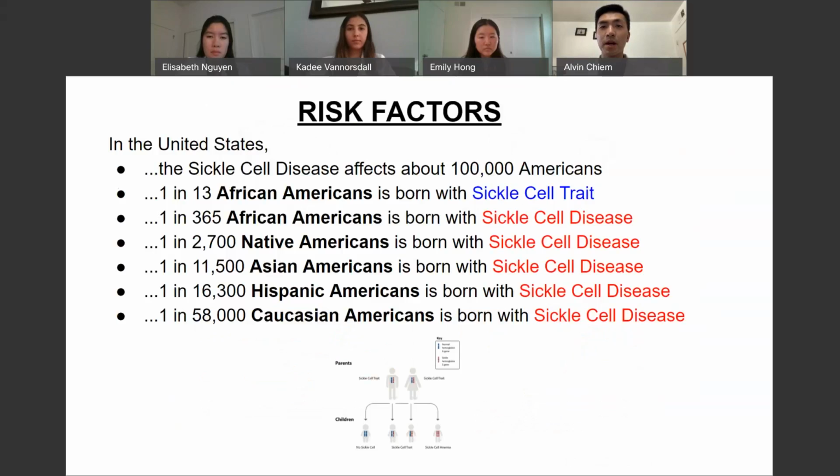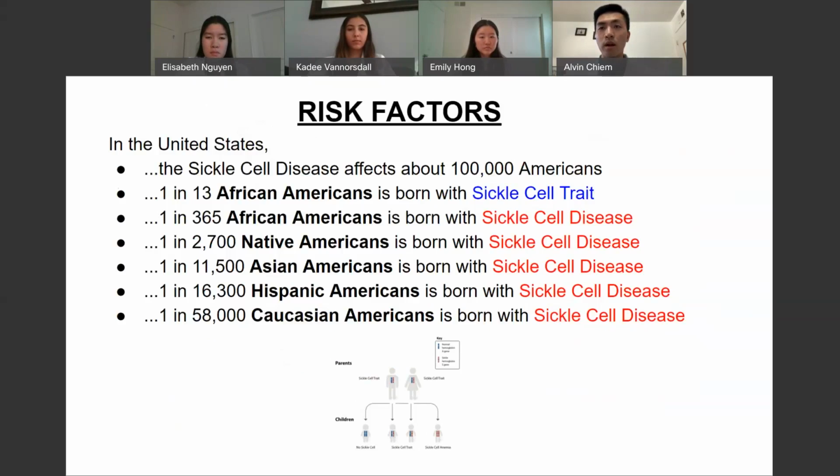In the United States, about 100,000 people actually have sickle cell disease. Most people that have it are of African ancestry, but it's also relatively common in Native Americans. 1 in 13 African Americans are born with at least one sickle cell trait, which makes them carriers of the disease, but they may or may not have symptoms.